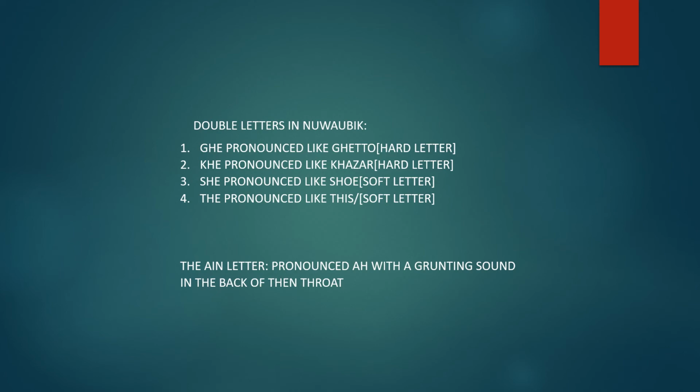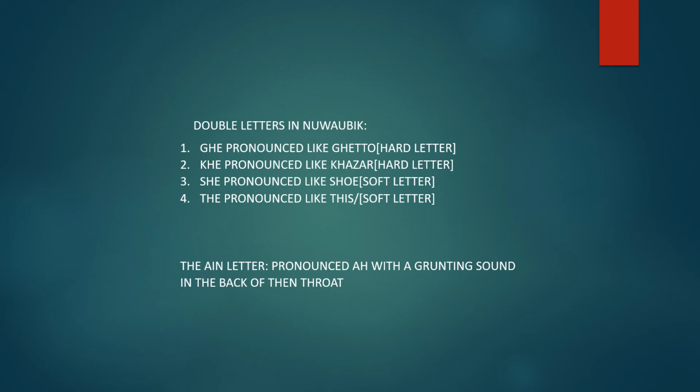The second double letter is the re. It's similar to the GH, but it's more to the root of the mouth. Pronounced like chazar. And both of those letters are hard. So if an A was to precede the GH, the re letter, it would be pronounced ra, as in ratub, or ralub, which means mauve.